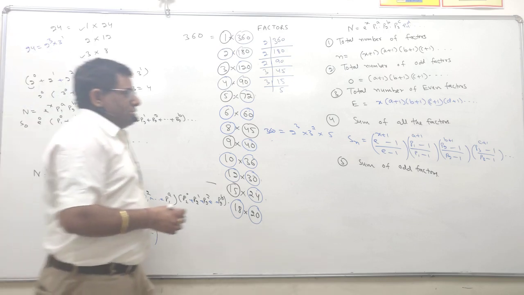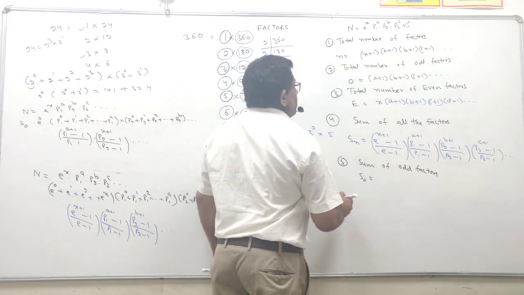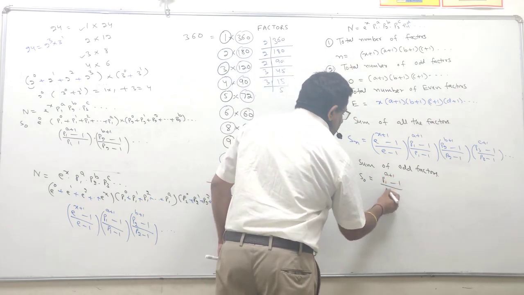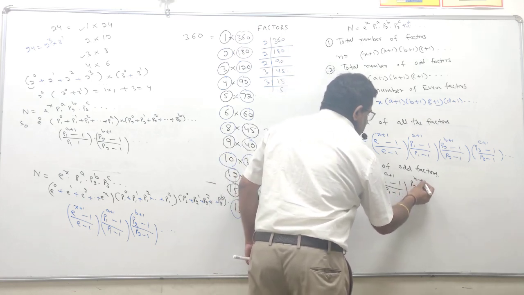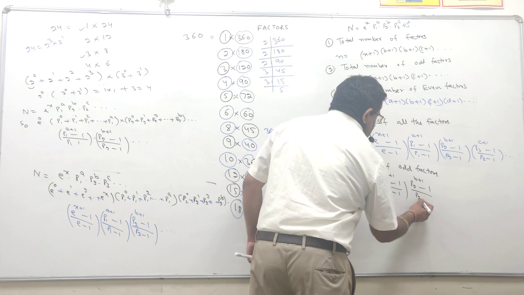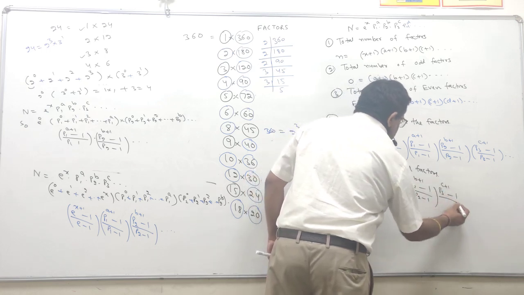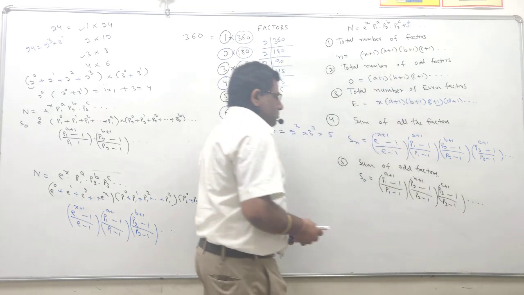So we can write here that the sum of odd factors of any composite number n is given by the formula p1 raised to power a plus 1 minus 1 upon p1 minus 1, p2 raised to power b plus 1 minus 1 upon p2 minus 1, p3 raised to power c plus 1 minus 1 upon p3 minus 1, and so on. Okay.